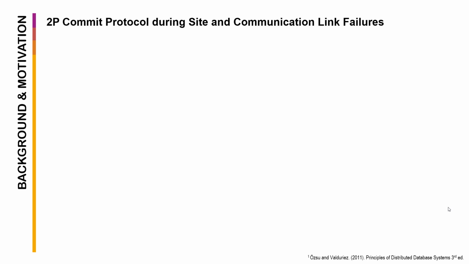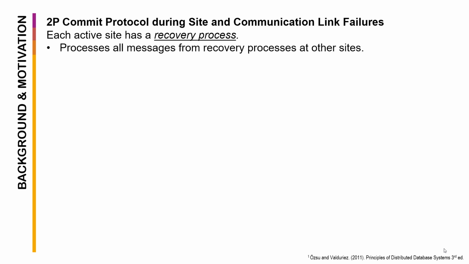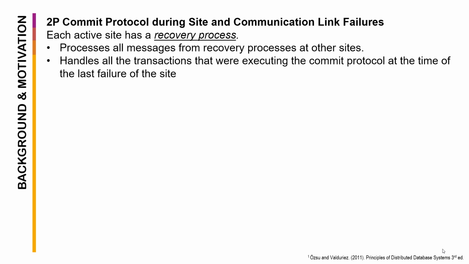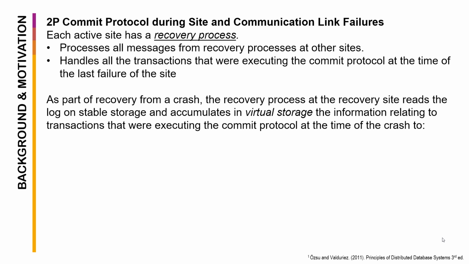Now, how about when there are any site or communication link failures? Each active site has a recovery process. The recovery process processes all messages from recovery processes at other sites. It also handles all the transactions that were executing the commit protocol at the time of the last failure of the site. As part of recovery from a crash, the recovery process at the recovery site reads the log on stable storage and accumulates in virtual storage the information relating to transactions that were executing the commit protocol at the time of the crash, for the following purposes.